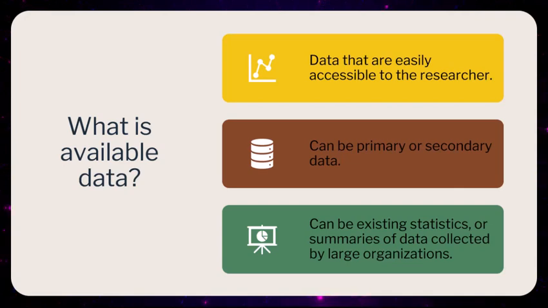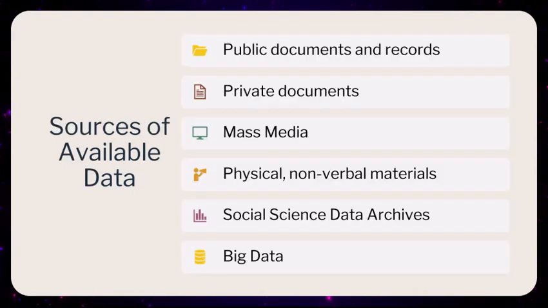First of all, what is available data? Available data is any sort of data that is easily accessible to the researcher. It can be primary or secondary sources of data, so primary data meaning you go out and you look for this data via movies, TV shows, historical documents, etc. Or it can be secondary data that someone else has collected and that you are using. This data can be using existing statistics, summaries of data collected by large organizations, historical documents, etc.